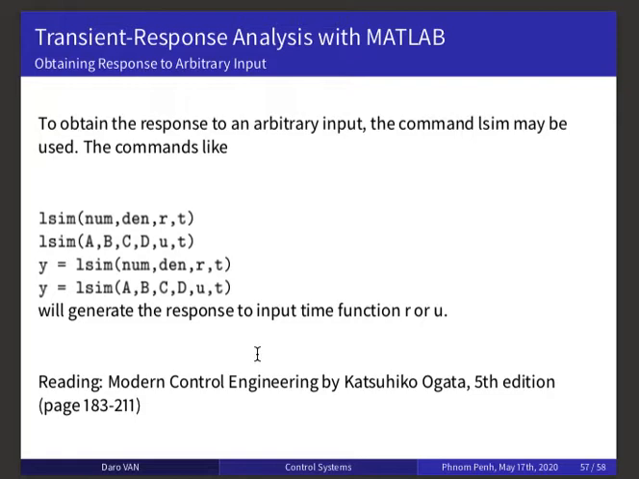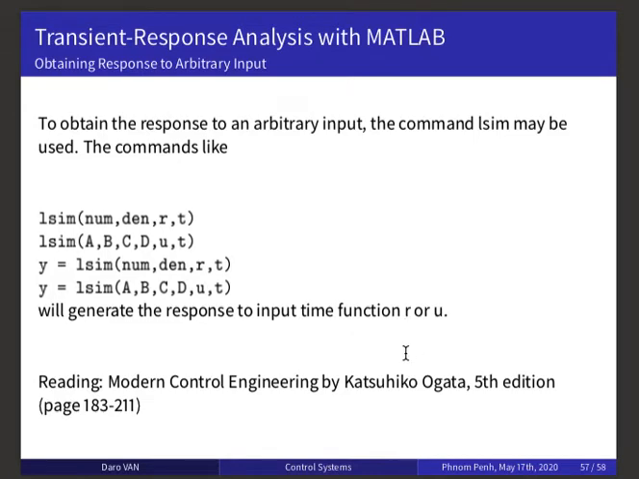And next, you can also obtain the response to any arbitrary input by using the lsim command. Like lsim, and specify the numerator, denominator, r and t, where r is the reference input. You can also use this command as well. This will generate the response to the input time function r or u.